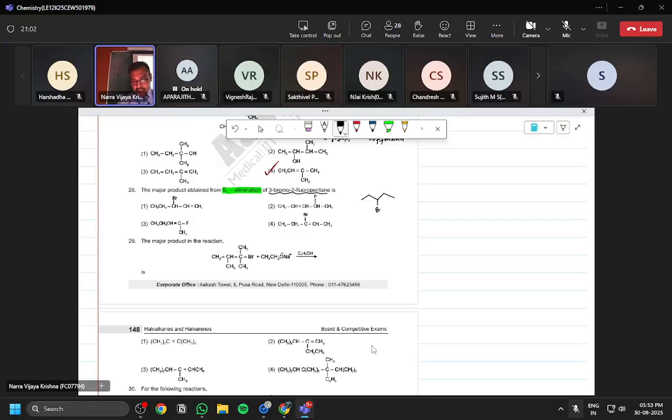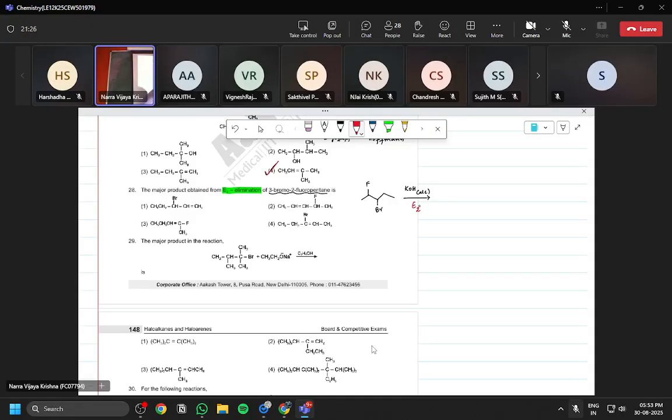3-bromo 2-fluoropentane. Now I am using alcoholic KOH. The reaction should proceed via E2 elimination, which means the base has to pull H plus, the bond has to shift, and the leaving group has to leave. All should happen in a single step.